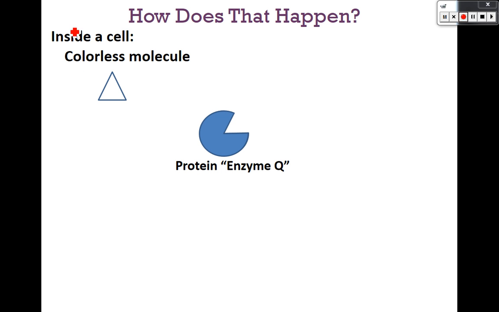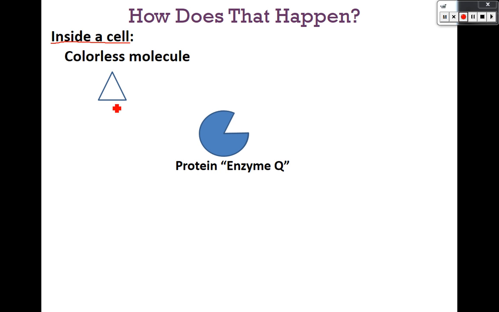So this is inside a cell. And inside a cell, you have a protein. We're going to call that protein enzyme Q. That's just its name. An enzyme is a chemical that helps reactions happen. And we have this colorless molecule. Now this example is going to go back to Mendel's pea flowers that were white and purple.